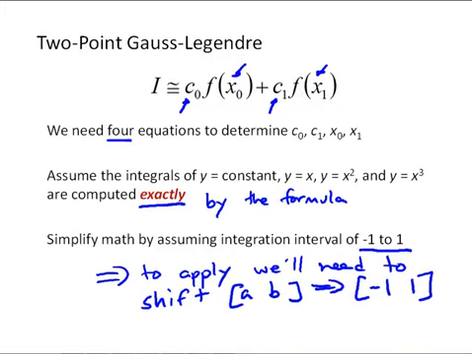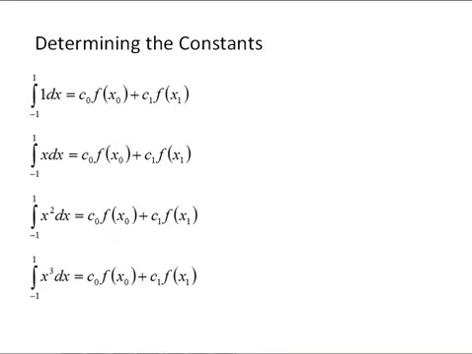What we'll do is just use each of these constraints to set up 4 equations. To determine the constants, we'll start by taking the integration of a constant, and that constant will just be 1, from -1 to 1, and we'll set that equal to our Gauss-Legendre formula. The integral of x from -1 to 1, set that equal to our Gauss-Legendre formula. The integral from -1 to 1 of x squared dx, and the integral from -1 to 1 of x cubed dx.